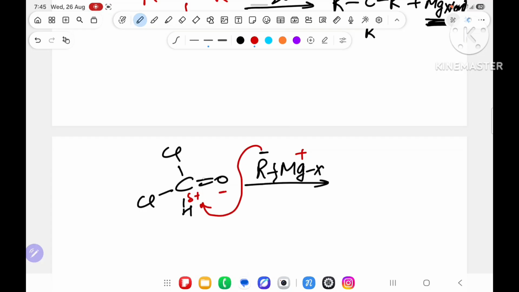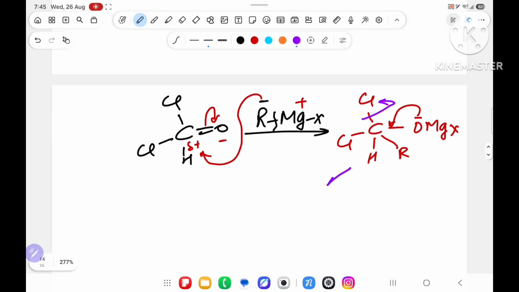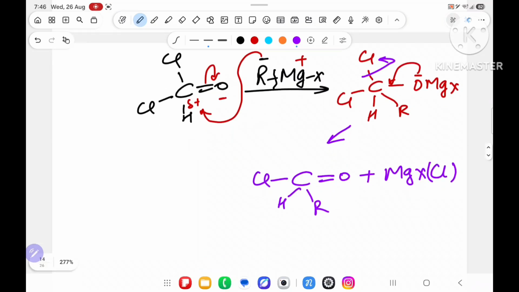On this plus it will attack, it will break. X will come. Cl, H is there. It will get R. Over here OMgX. Oxygen wants to return back. It will say yes, you can return back because Cl is a leaving group. What you will get? C, 1 Cl left, 1 H is there, 1 R is there. Oxygen coming back, O coming. MgX, Cl will come. Understanding?